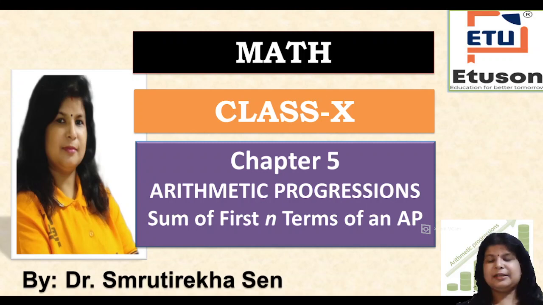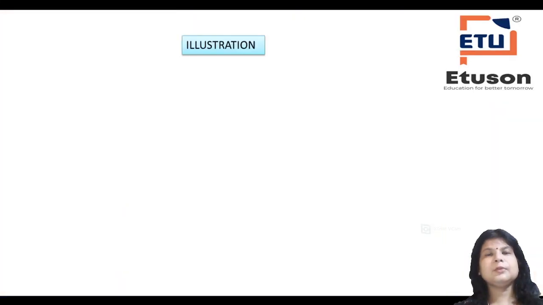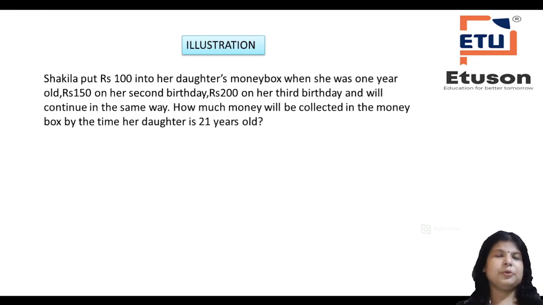Okay children, so let us start today's class. I'll start with one illustration. Sakila put ₹100 into her daughter's money box when she was 1 year old. ₹150 she put on her second birthday, ₹200 she put on her third birthday, and will continue in the same way. How much money will be collected in the money box by the time her daughter is 21 years old?